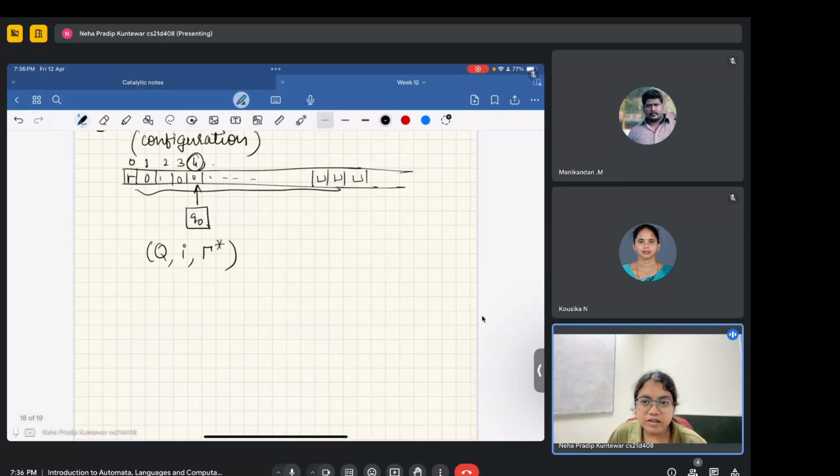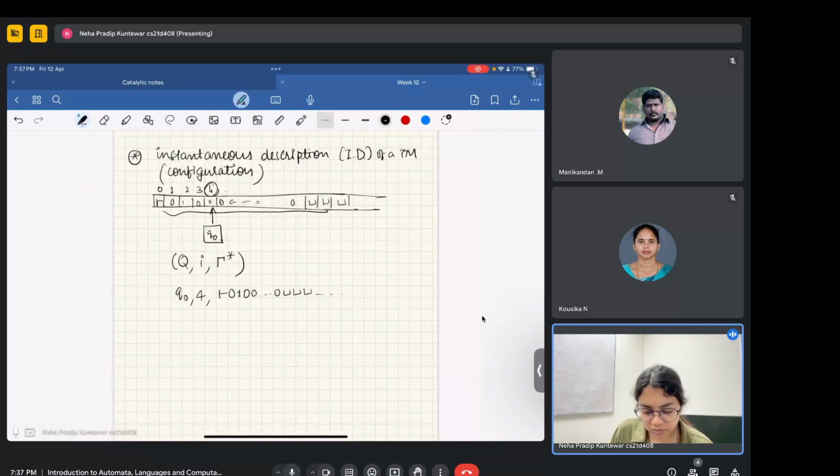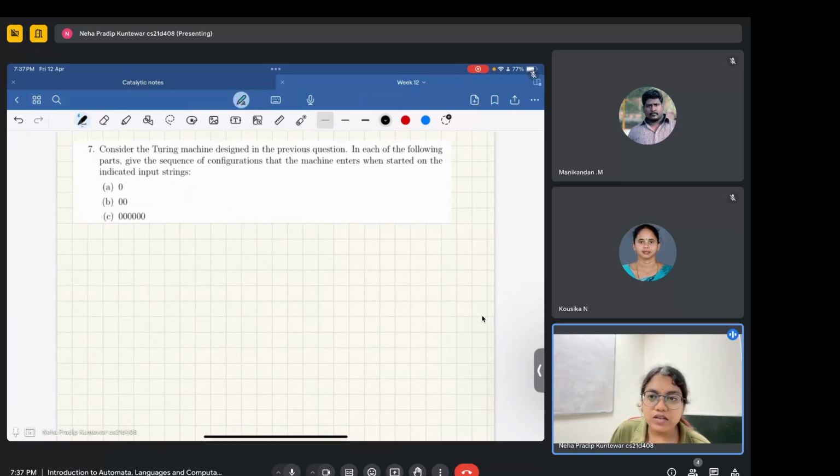In the particular example we have taken, the snapshot is q0 because you are in state q0, and the cell number is 4, and the content looks like there is a left marker, then you have 0 1 0 0, and let's say everything else is 0. You have several zeros, then you have blank symbols. This is the snapshot. This is what is called the instantaneous description of the Turing machine. So what this question says is that in the previous example we drew one Turing machine, and let's say you are executing these strings 0 0 0, with 6 zeros. The question is, if you are done reading these many symbols, then what does the snapshot look like?